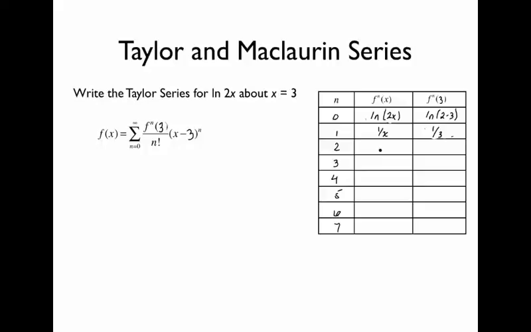Oh yeah, the derivative of natural log of cx is just 1 over x, right? Any constant? Okay, cool. All right, and so then the next derivative is going to be negative 1 over x squared. So this will be negative 1 over 3 squared. And then we'll have positive 2 times 1 over x cubed, right?